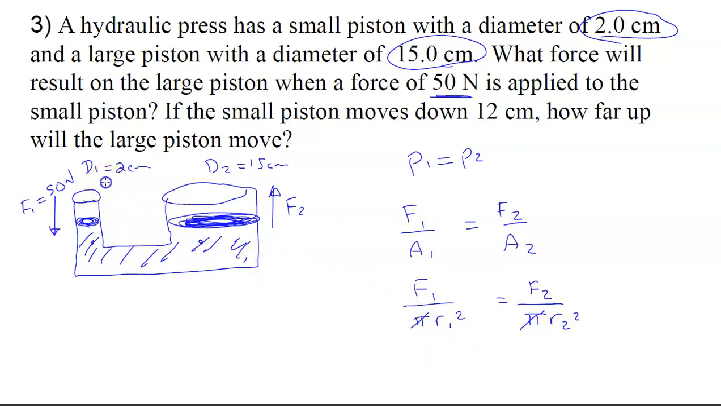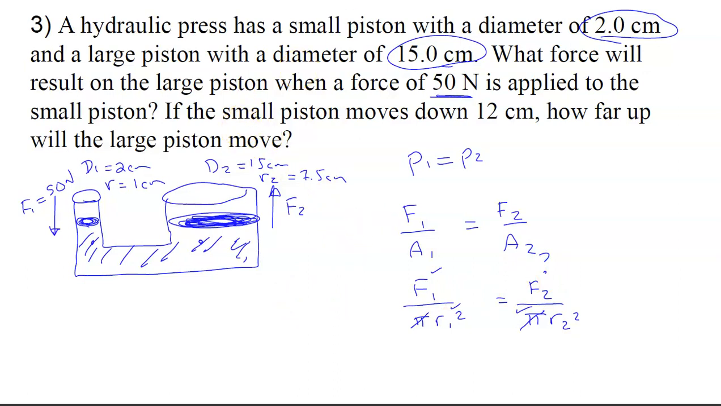So if I'm going to use the radius, I'd need to cut both of these in half and put those numbers in. And I've got 3 of them. I've got F1 and R1 and R2, and I'd like to see what F2 is going to be, so you can see where that one's going.